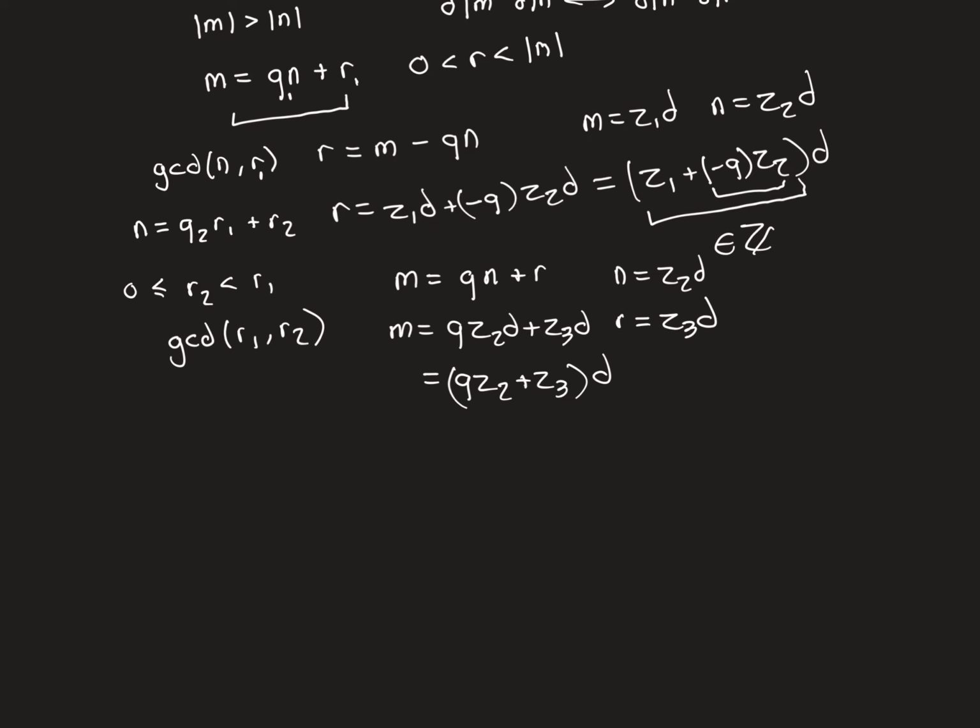So finding the GCD of R1 and R2, you'd again go, R2 is equal to Q3 times R1, sorry, not R1, sorry, I've confused this.